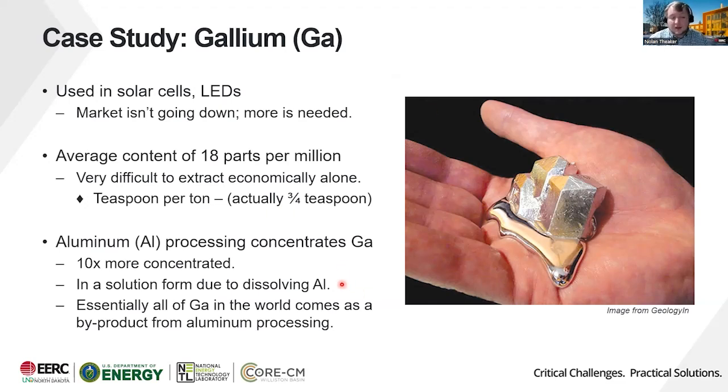And I actually spend the chemicals to dissolve it. It's already in a solution form in my aluminum processing. So I've already spent some of the costs on extracting it and concentrating it. It's 10 times more, so it makes a lot more sense to get it from that area. And as a result, essentially all the gallium in the world comes from byproducts of aluminum and some zinc processing plants. And it's not mined for itself.